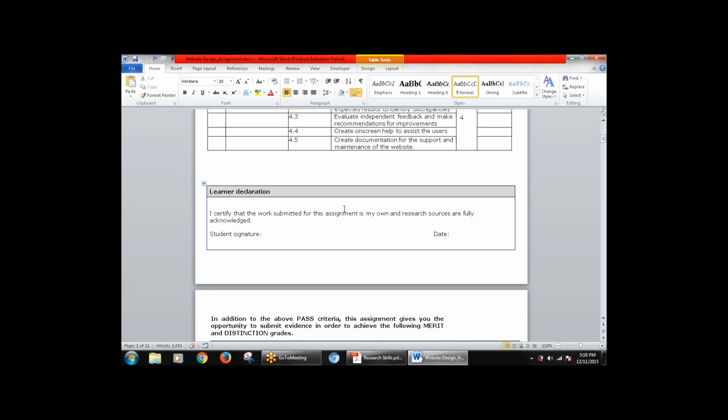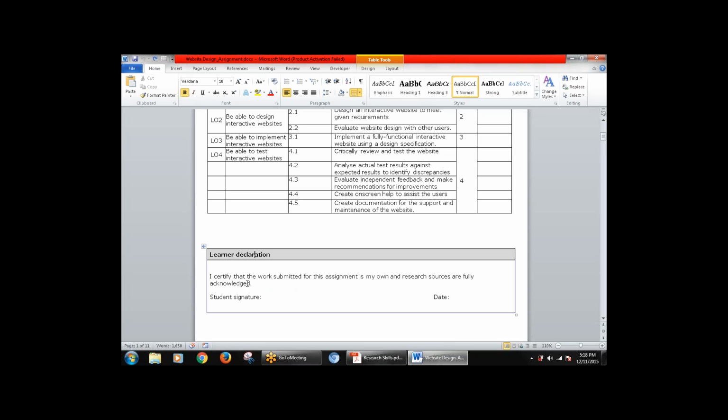That is 4.5. Next is the learner declaration. So I certify that the work submitted for this assignment is my own. That is your learner declaration. In this you have to sign, and you have to put the date. That is, as per my knowledge, resources are fully acknowledged. That is the student signature, and the date, the date of the day.